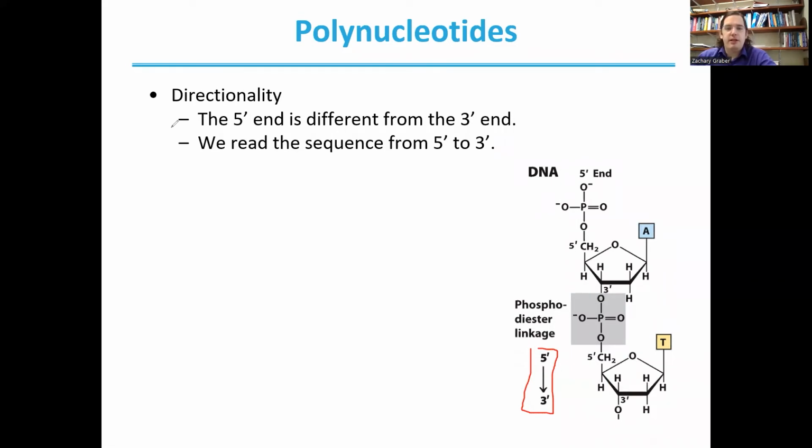Now, as I just mentioned, our DNA polymer does have a directionality to it. So our 5' end is unique from our 3' end. So again, you can think of this as analogous to our N-terminus and C-terminus of a protein. So at our 5' end, we have our free phosphate with its negative charge. At our 3' end, we have a free alcohol where we can continue to attach more nucleotides. By convention, we always read our sequences from 5' to 3'. So the 5' is considered the start of our sequence, and the 3' is considered the end.